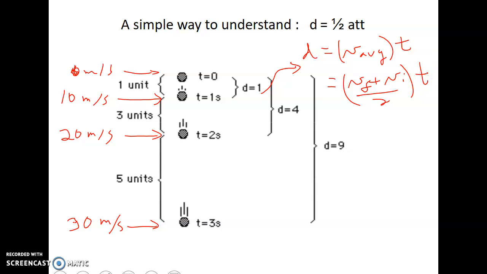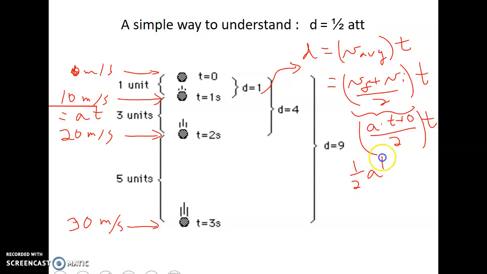Well, 10 meters per second is just a times t. It's just the acceleration of gravity times t. So basically this here is a times t plus 0 divided by 2. And a times t divided by 2 is 1/2 at, and then you multiply it by t, and what have you got? You got 1/2 att. So that's where we got the 1/2 at squared from. Okay, it's also 1/2 at squared.